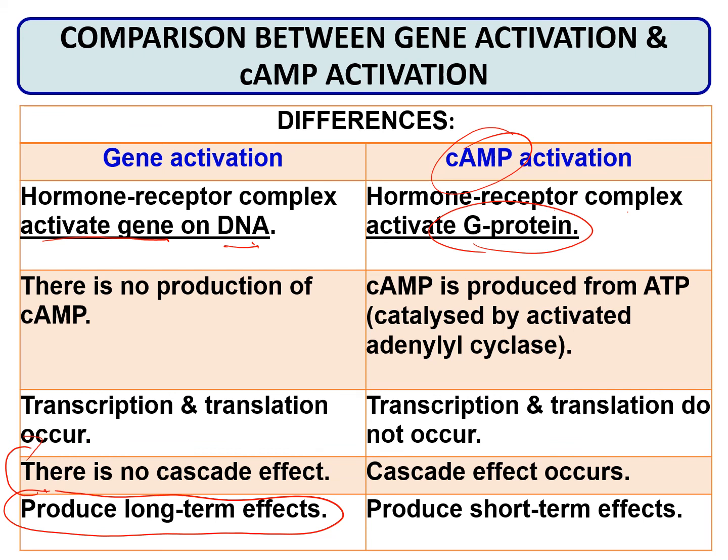Bagi cAMP activation, it produce short term effect. Contohnya insulin terlibat untuk menurunkan aras glukos dalam darah. Jadi sekejap dalam masa 22 jam, dia walaupun dia slow tapi dia punya effect dia short term. Sebab nanti bila orang makan balik gula akan naik balik dia punya aras glukos dalam darah. Betul tak?